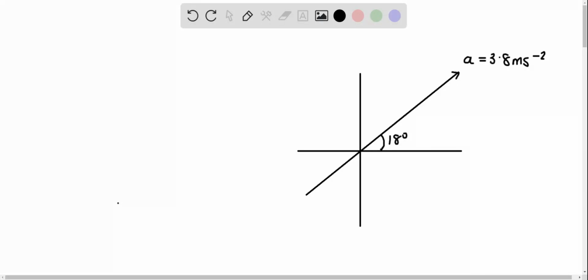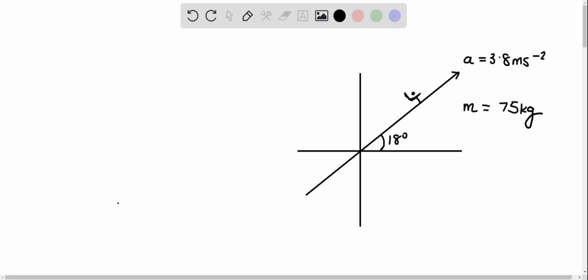In this problem, we have an airplane that is accelerating at 3.8 meters per second squared, and we need to calculate the total force exerted by the seat or the cockpit on a 75 kilogram pilot that we will model as a point particle. So the mass is 75 kilograms.